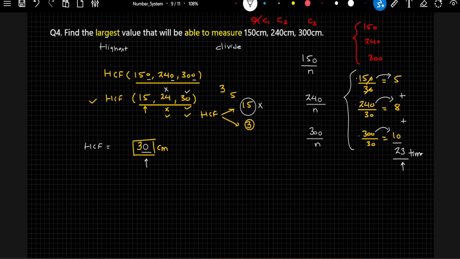So had they asked how many times the cloth merchant has to use this scale to measure these three different lengths, 150, 240 and 300, the answer would have been 23. But since they have just asked for the largest value of scale which will be able to measure these three different lengths, you will just stick to 30 centimeters. Whichever option says 30 centimeter, you would mark it and move forward.